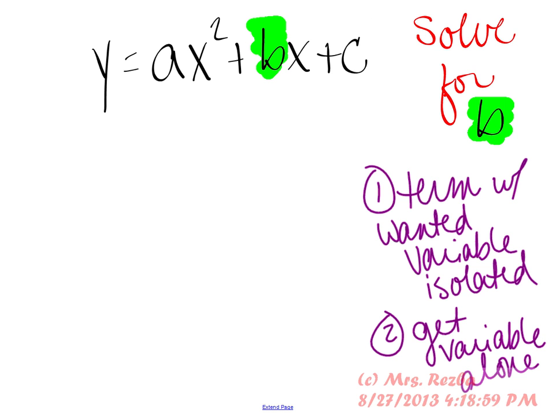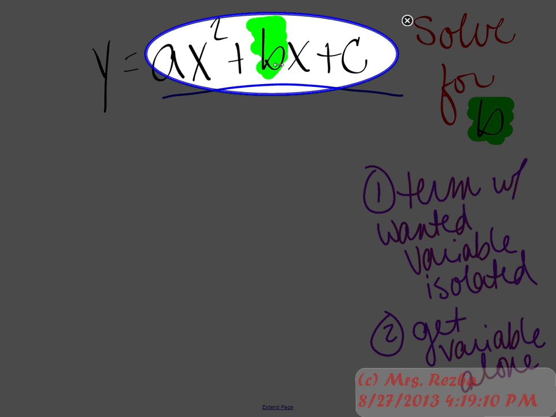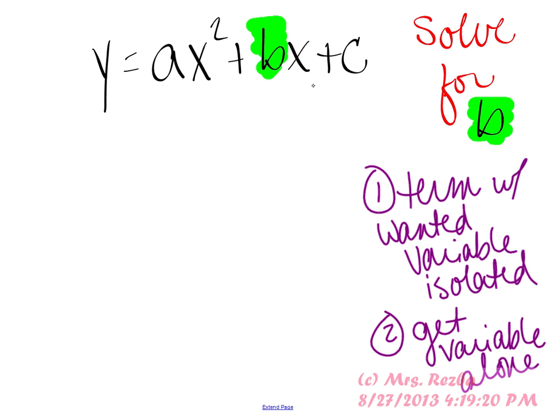So, looking at our problem, we have y equals ax squared plus bx plus c. Our variable is here on the right-hand side, so we're going to look at just the right-hand side. If you notice, there are three terms. We have the ax squared, we have the bx, and we have the c. So in order to get that variable term isolated, we need to move the ax squared to the other side, and we need to move the c to the other side. And we're going to take care of those one at a time. So let's move the ax squared first.